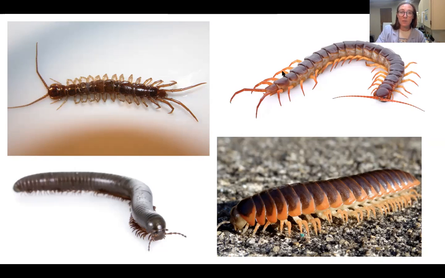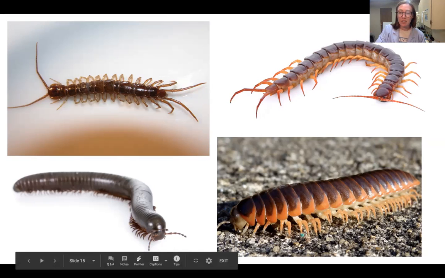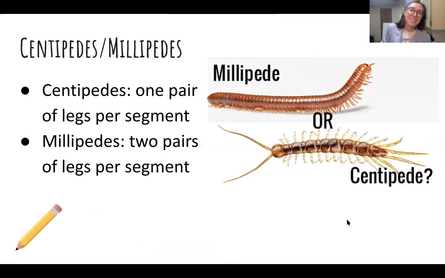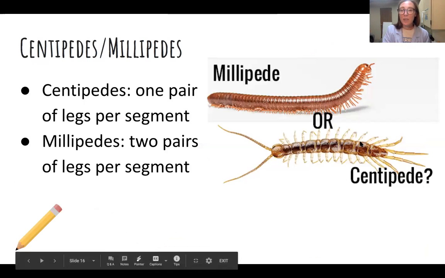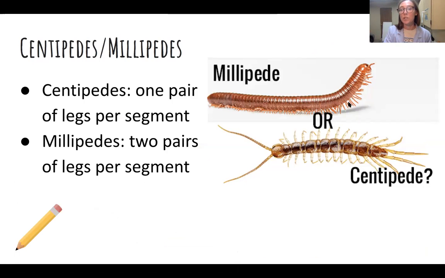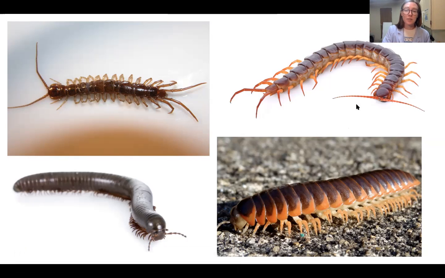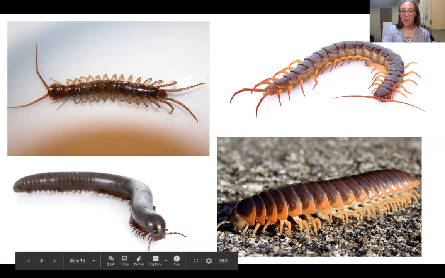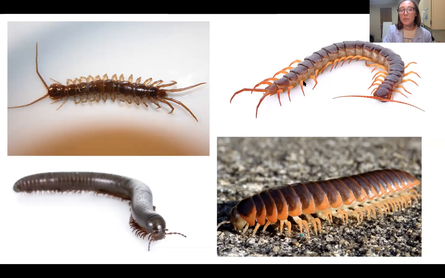I'll give you a hint. This one right up top is a centipede, and this one down here is a millipede. Did you figure it out? It's the number of legs per segment. So your centipedes have fewer legs total. They have 1 leg per segment, whereas your millipedes have more legs. They have 2 legs per segment. So if we flip back here, we can see this guy's got 2 legs attached to this one segment, whereas this guy's only got 1 leg attached to each segment.